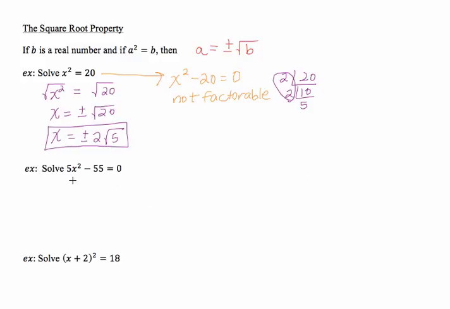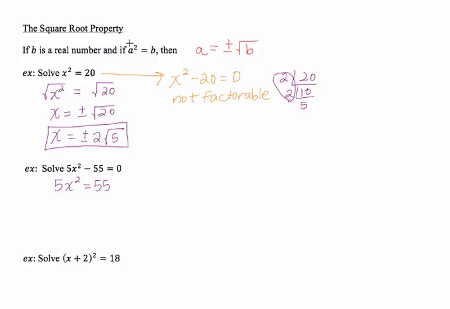Okay, we're going to use the same principle for all of these, the square root property, to solve 5x squared minus 55 equals 0. Well, before you use the square root property, you want to get it in this form to say something squared equals something. So we need that x squared by itself on one side first. So first we're going to move the 55 over.